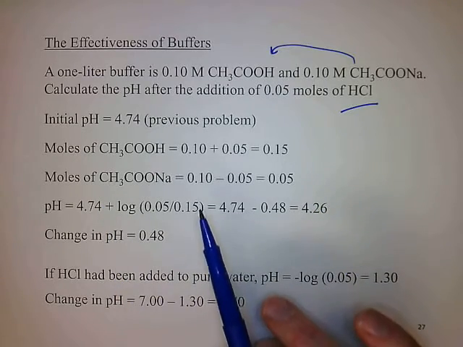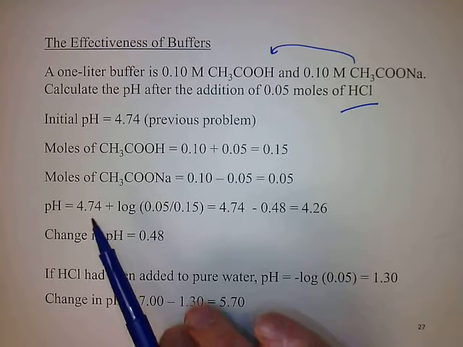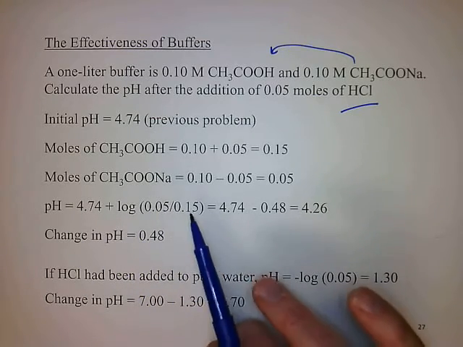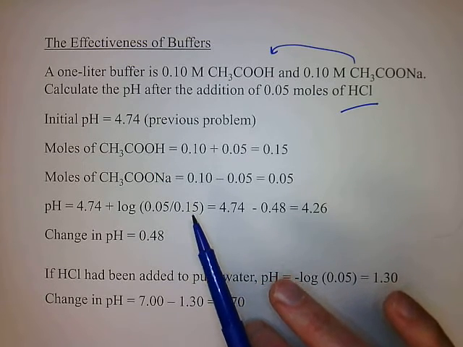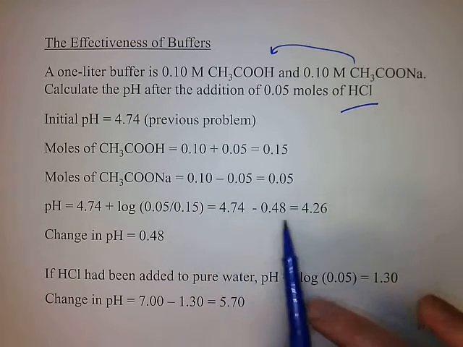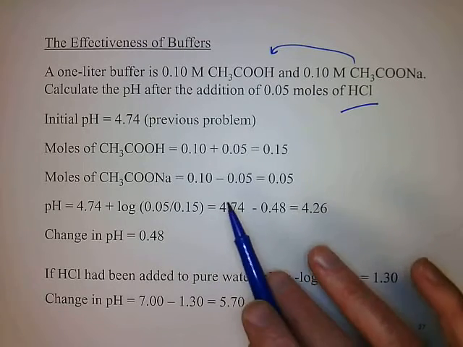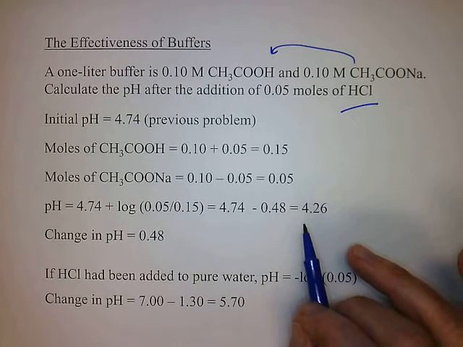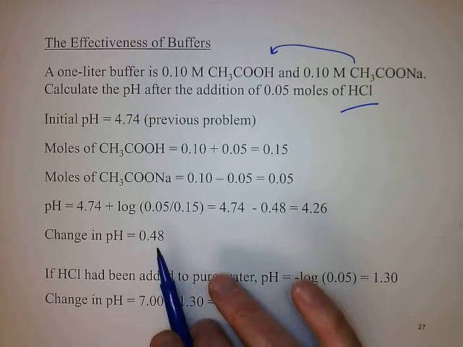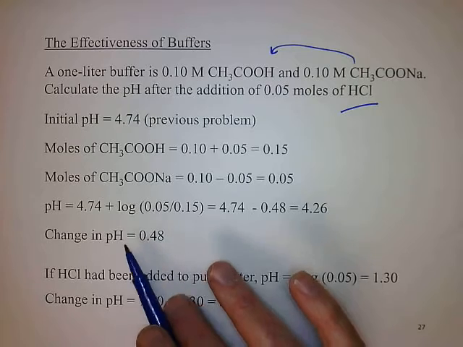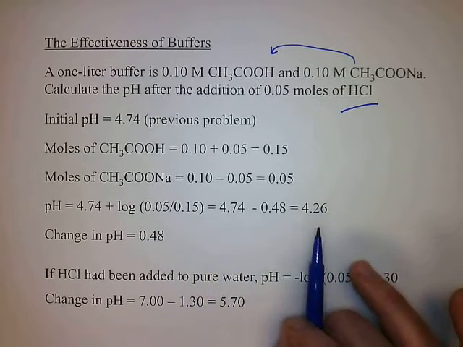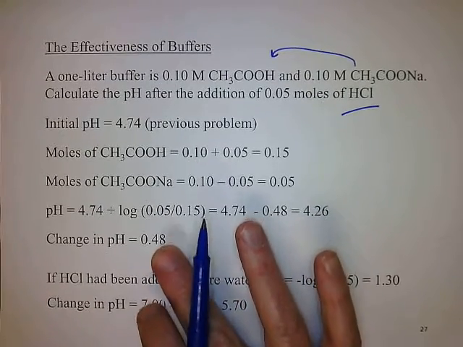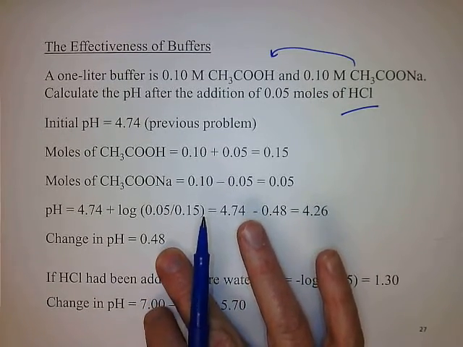So we use the Henderson-Hasselbalch equation. What's the pH? 4.74 plus the log of the ratio of the ions, 0.05 over 0.15. That is 4.74 minus 0.48, or 4.26. So what was our change in pH units? 4.74 minus 4.26 is 0.48. So we changed roughly half a pH unit.